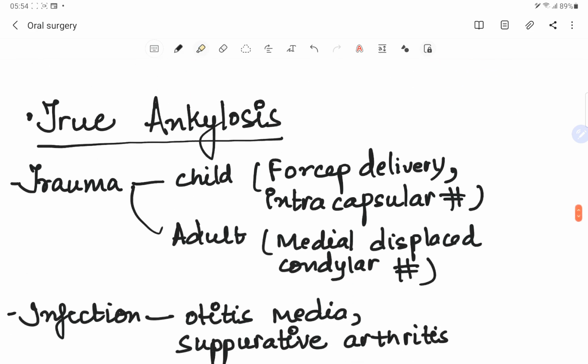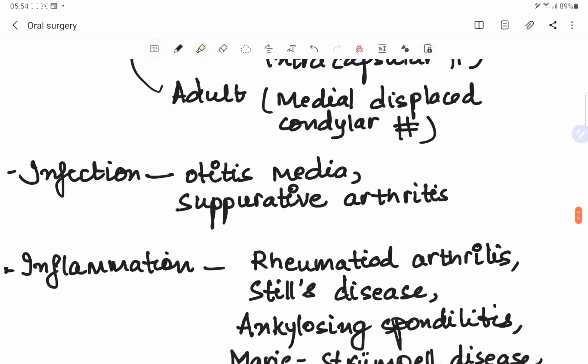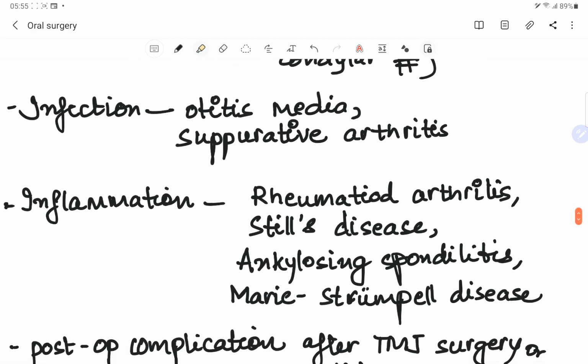True ankylosis, when there is a bony union, we see after a forceps delivery of a child, usually less than 10 years of age. We see the true ankylosis, say after an intracapsular fracture. We see this true ankylosis especially in children. In the adult, we see it after a medial displacement of a condylar fracture. Even after a few infections, we see TMJ ankylosis, say ear infection like otitis media, or in case there is arthritis. Arthritis is a condition which is most commonly associated with ankylosis.